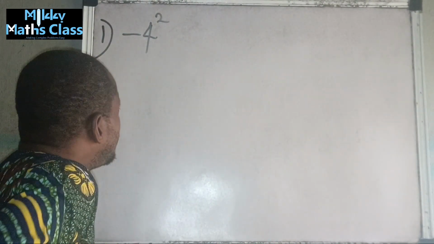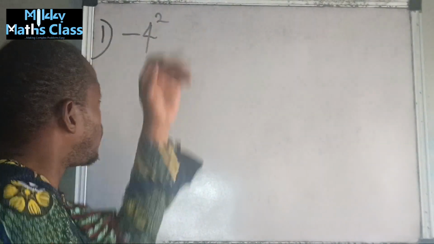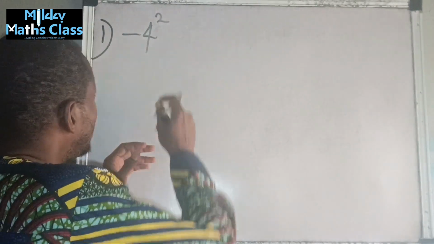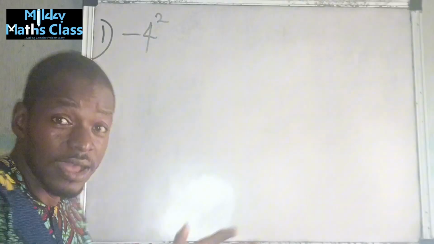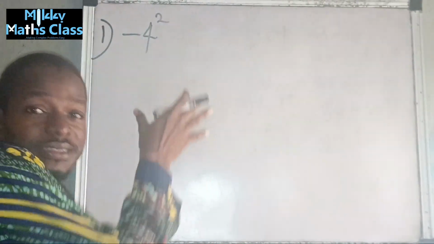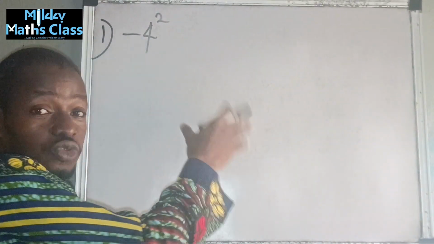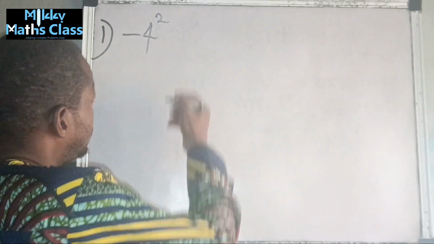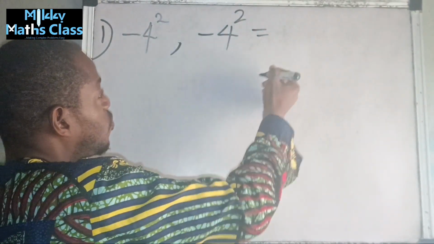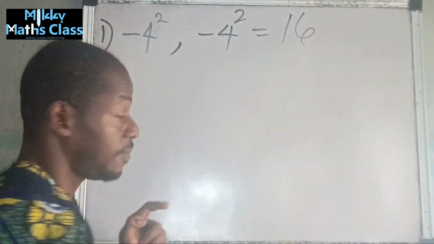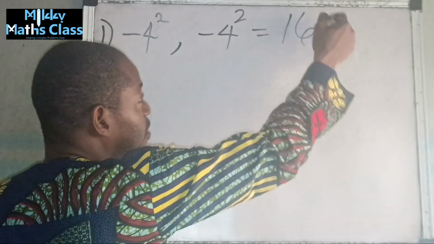You have negative 4 to the power of 2. Now, because you've been told that if the exponent or the power is even, then our answer should be positive, so we say negative 4 squared is equal to 16. Now, pay attention, this is not correct.